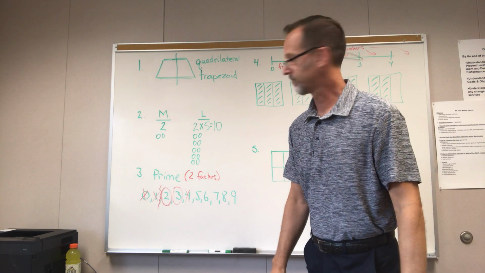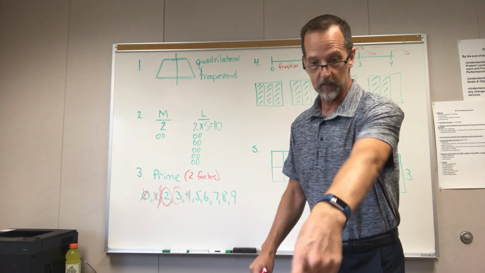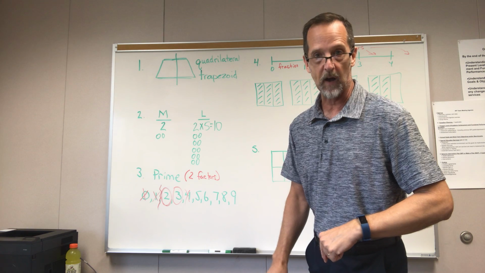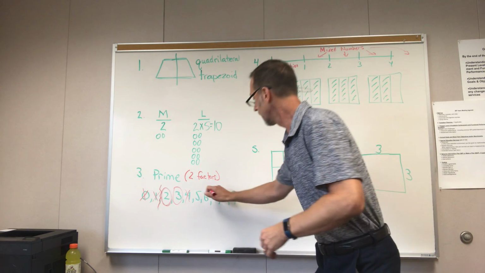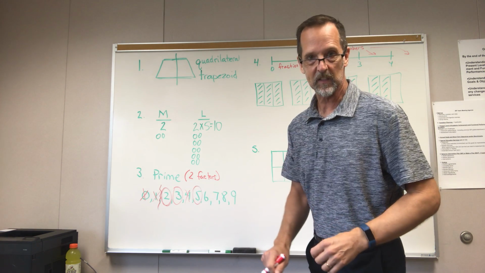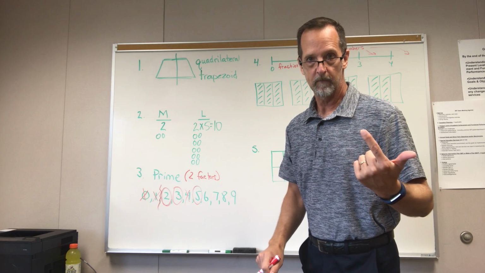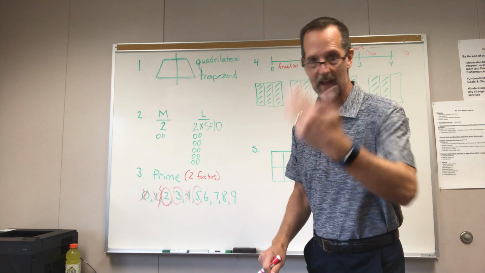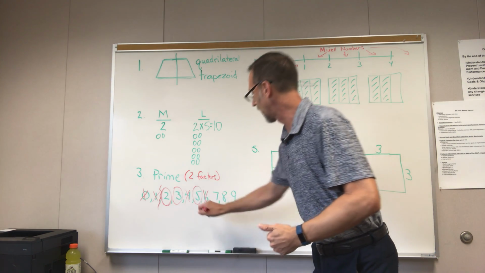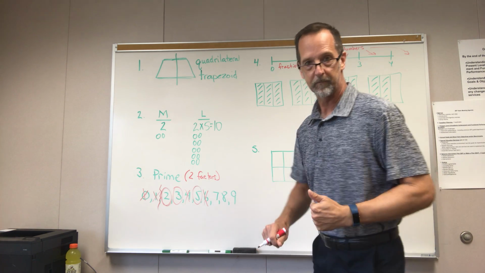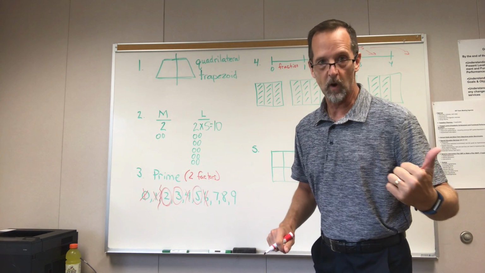It's not prime. Let's go to 5. We said on the paper that 5 was prime. 5 times 1. How about 6? 6 times 1, 2 times 3. That has 4 factors. That's not prime. How about 7? 7 times 1.